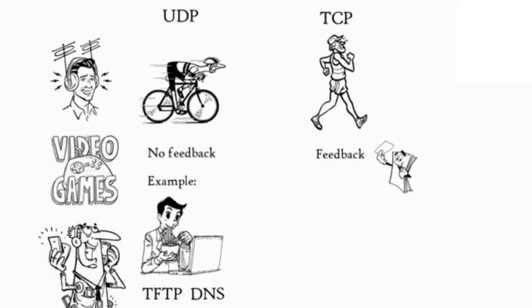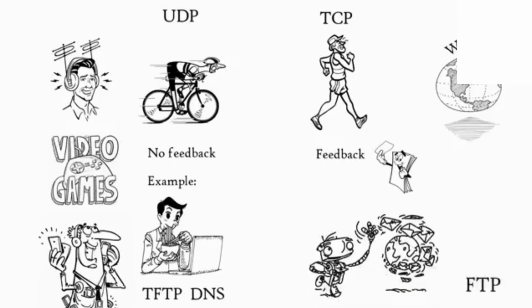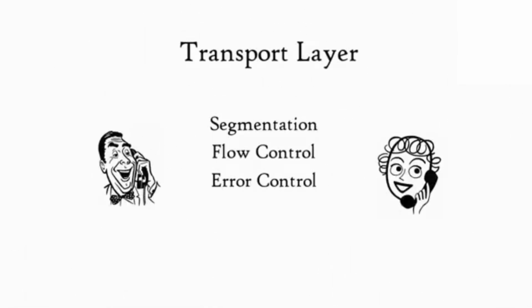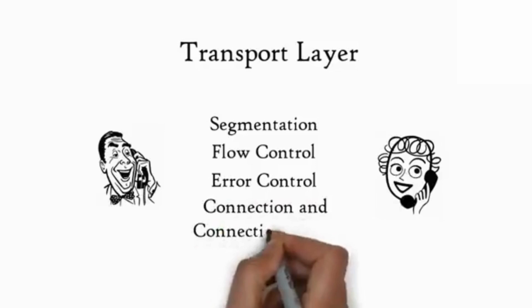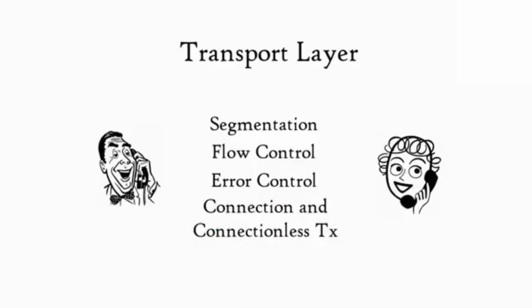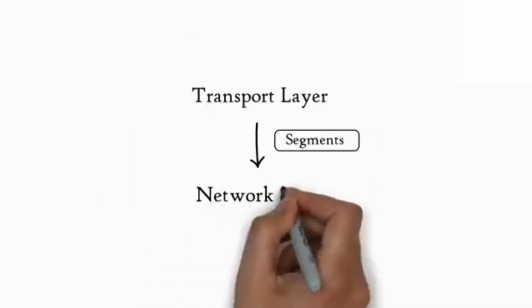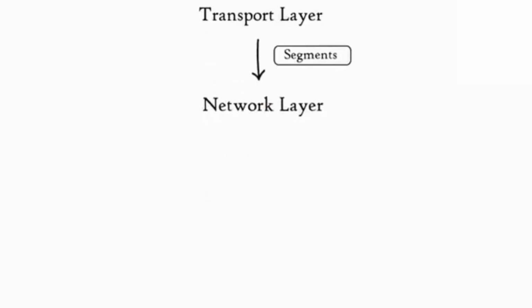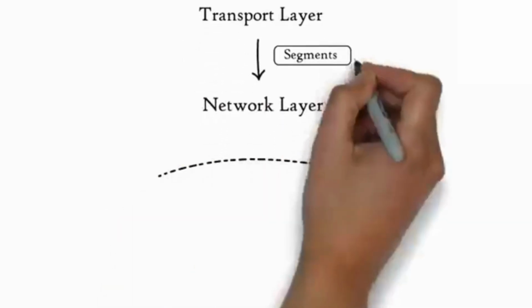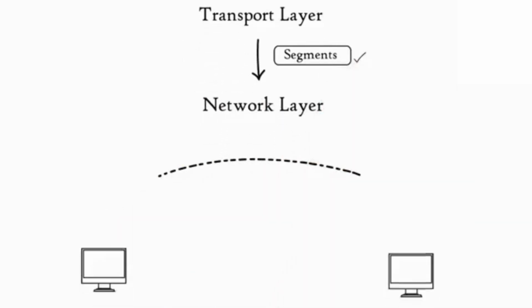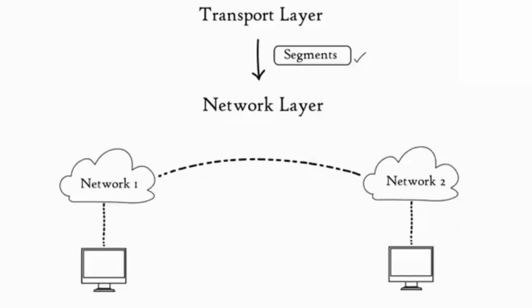On the other hand, TCP is used where full data delivery is a must, for example, World Wide Web, email, FTP, etc. So, the transport layer is involved in segmentation, flow control, error control, and connection-oriented and connectionless transmission. The transport layer passes data segments to the network layer. The network layer works for the transmission of the received data segments from one computer to another located in different networks.